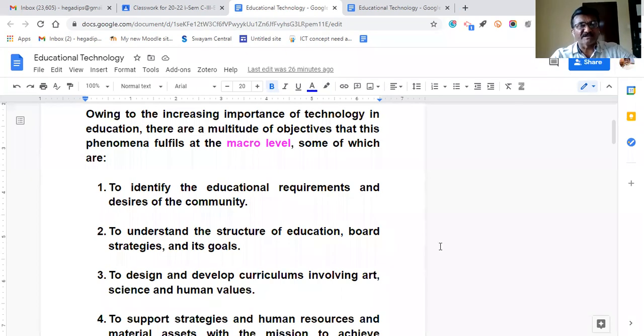And board strategy, see here, whatever board or department is there, that will also bring certain strategy to it. Okay, you can see, for example, during the last COVID-19, what did they do through Doordarshan, for SSLC students, for the school students, they have telecasted a number of educational programs. These are also strategies for the students to impart education through another channel.